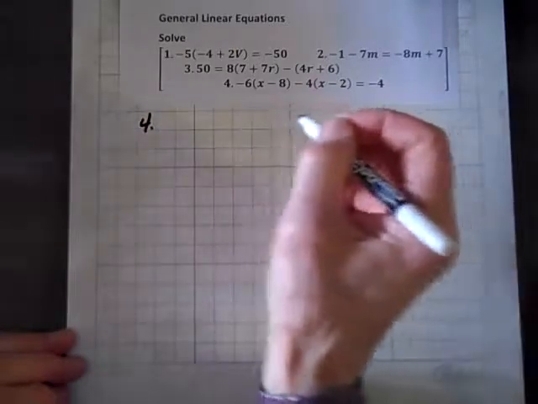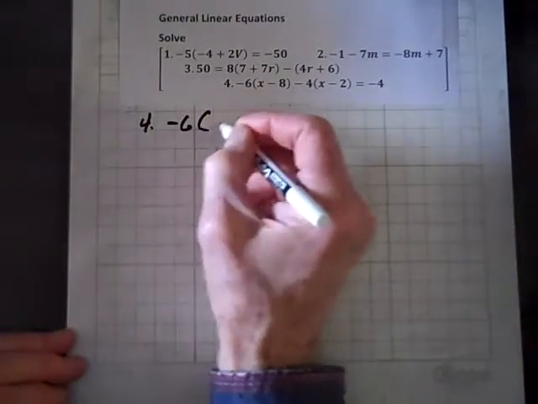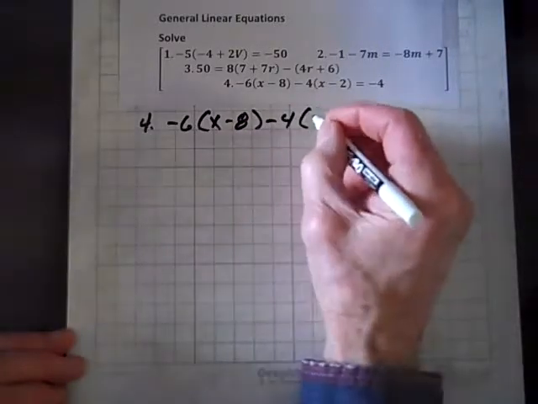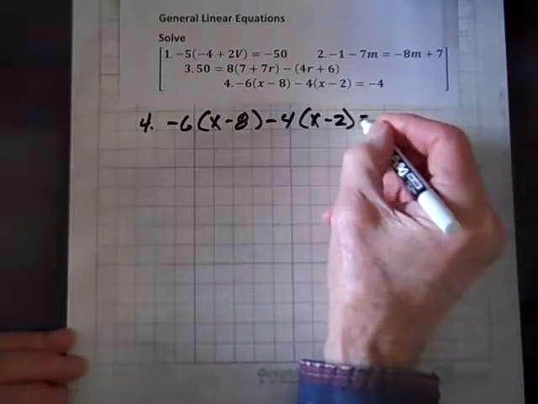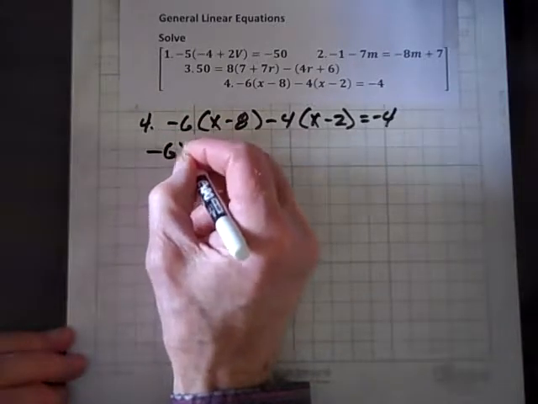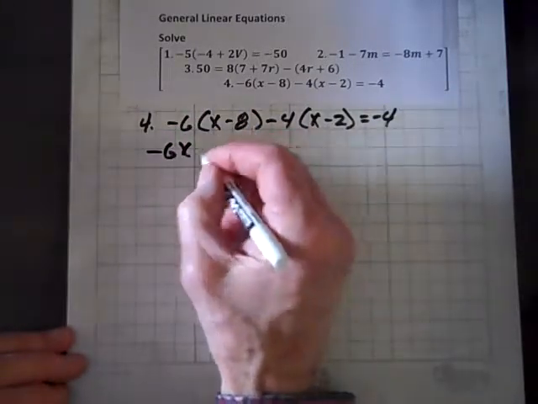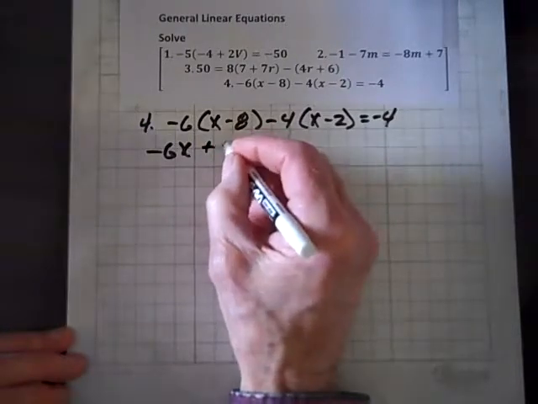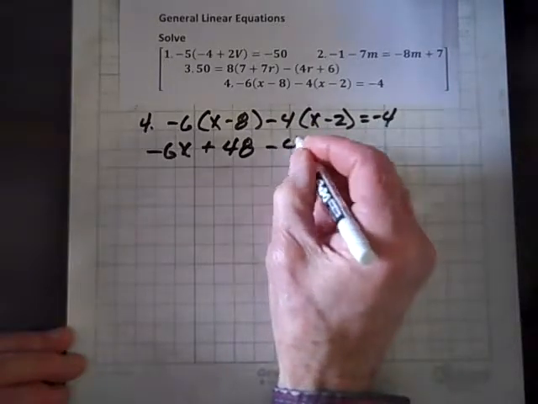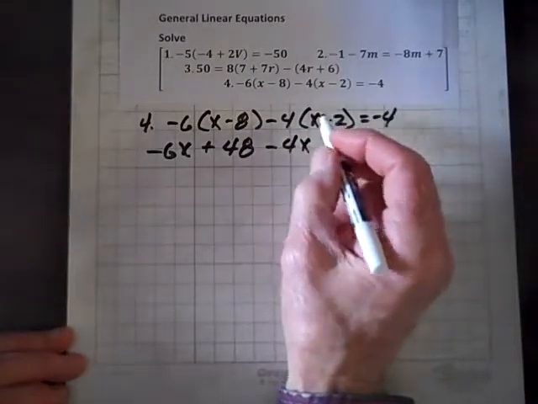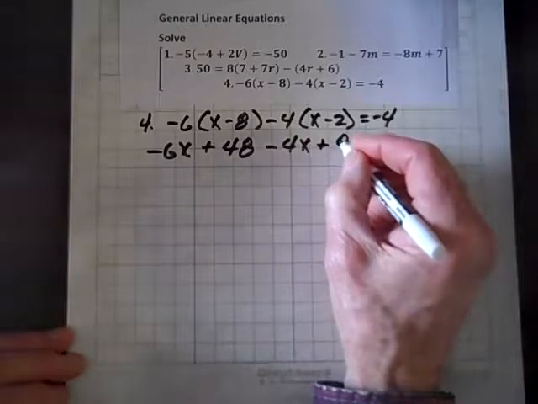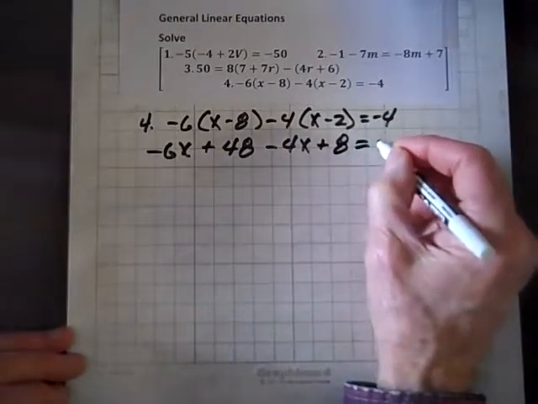And so that's 4, and we have negative 6 times x minus 8 minus 4 times x minus 2 equals negative 4. So negative 6 times x is negative 6x, negative 6 times negative 8, negative times negative is positive, and 6 times 8 is 48. Now negative 4 times x is negative 4x, negative 4 times negative 2. Double negative gives us a positive, and we have an 8 there, don't we? 4 times 2 is 8, and that equals negative 4.